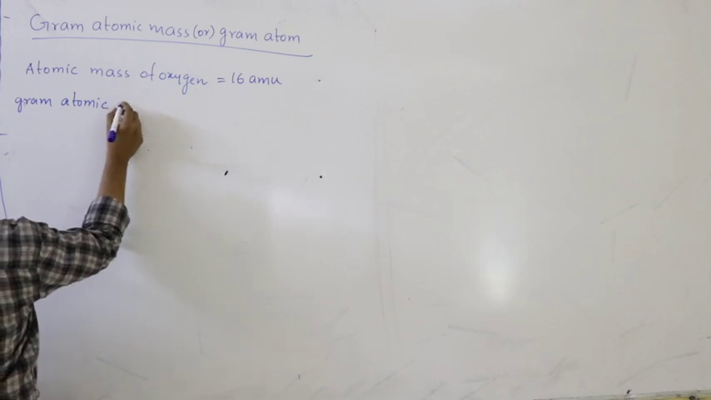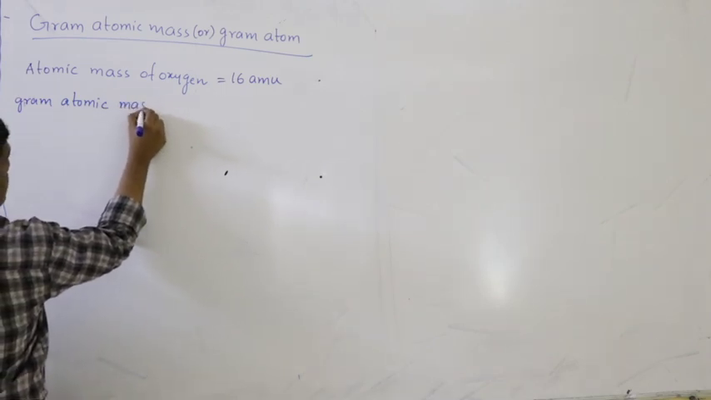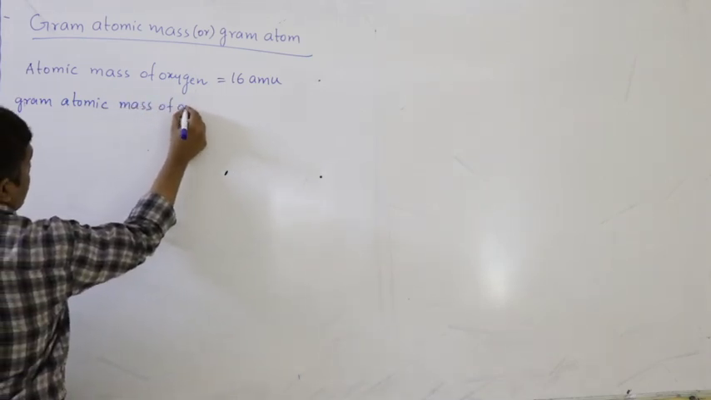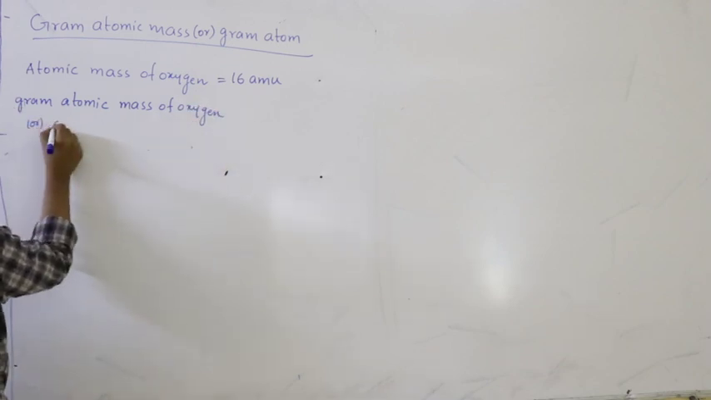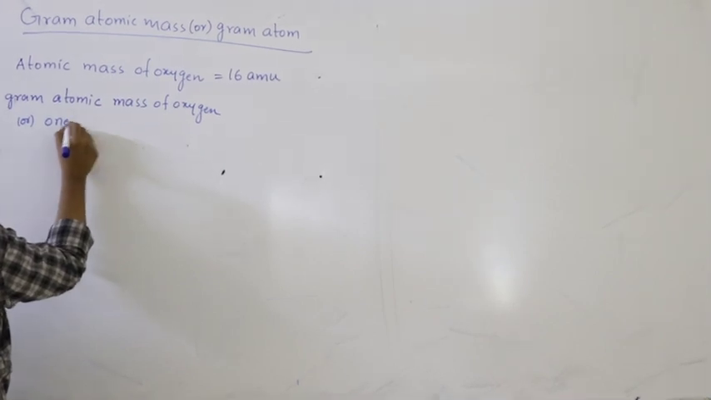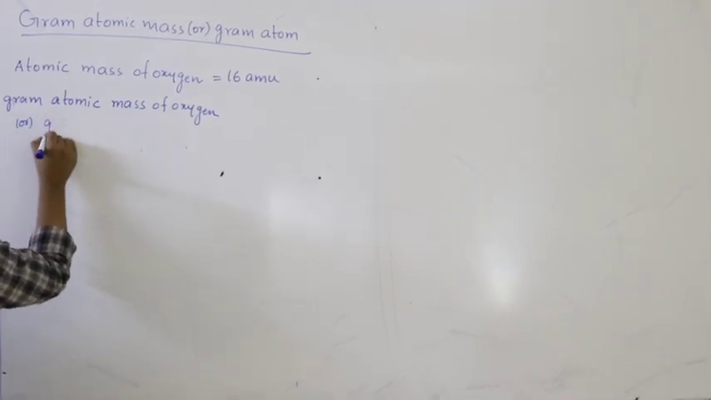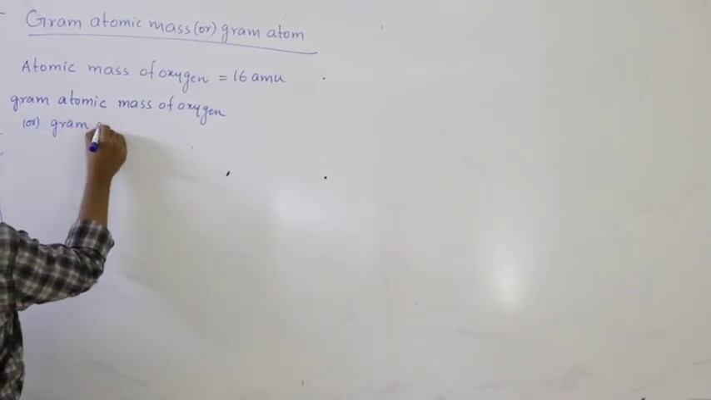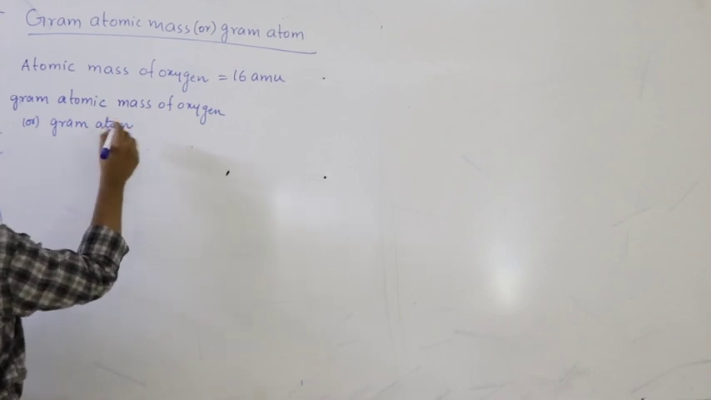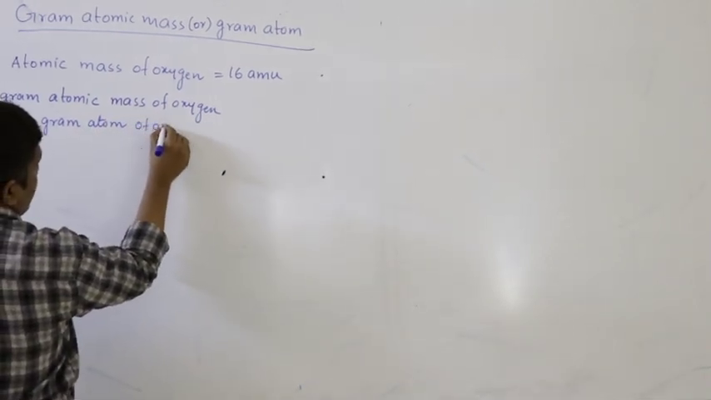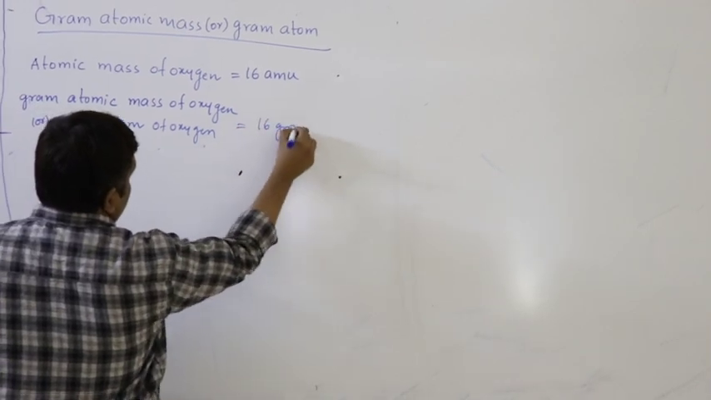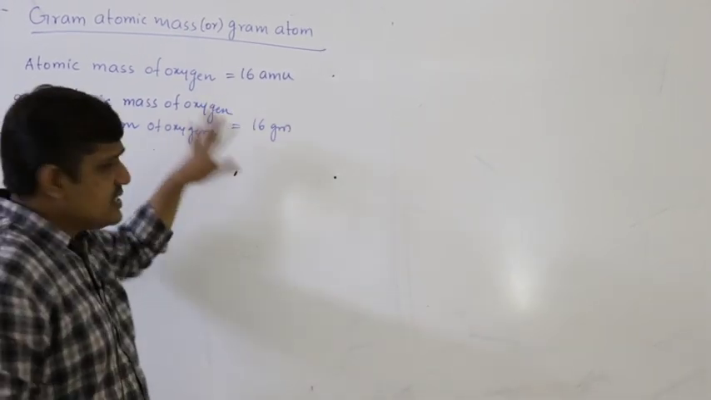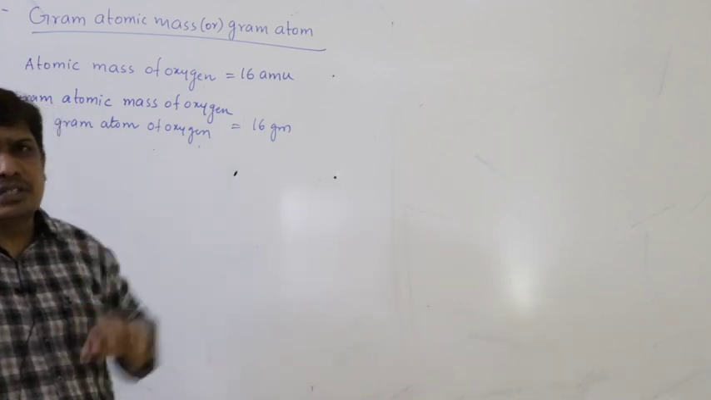Gram atomic mass of oxygen, or you can say 1 gram atom of oxygen, or gram atom of oxygen is equal to 16 grams. See the difference? The number is same, but we are adding units.